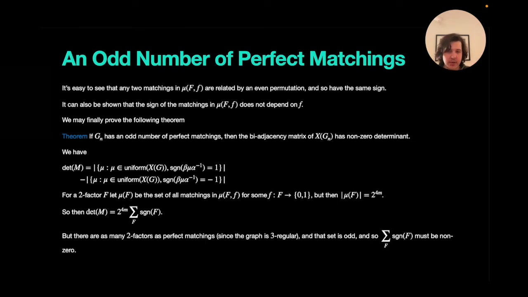In fact, the complement of every 2-factor is a perfect matching and vice versa. So you have this bijection between 2-factors and perfect matchings. And remember, that set is odd by assumption in the theorem. So it follows that this summation is a summation of a bunch of -1s and 1s, but the number of summands is odd, and so it follows that this sum can't be 0, and therefore the determinant can't be 0. And that's the rough idea of how. That's not too rough. There's some detail there, but that's the detail on the proof.